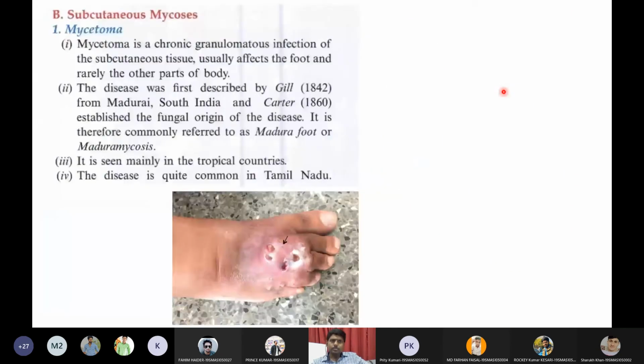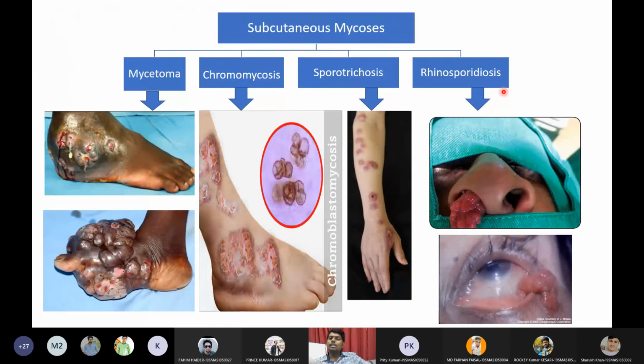Then, what fungal infection is called Gardner's disease? Tell me, students. Sir, sporotrichosis. Sporotrichosis. Very good. What fungus will cause sporotrichosis? Sporothrix schenckii. Okay. Sporothrix schenckii.